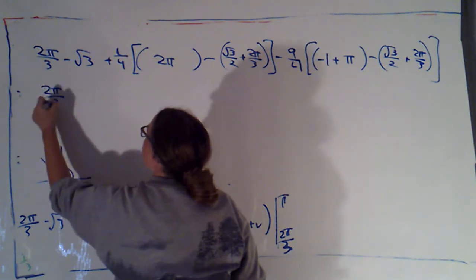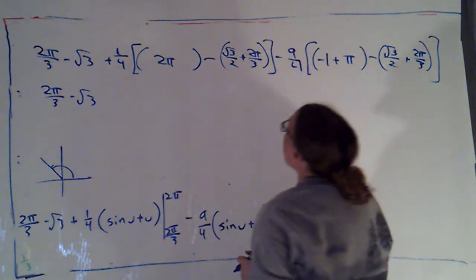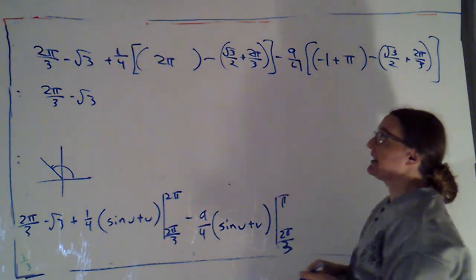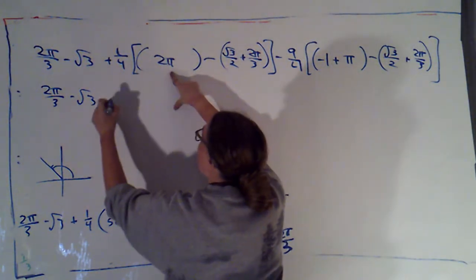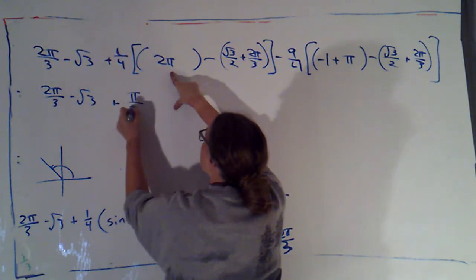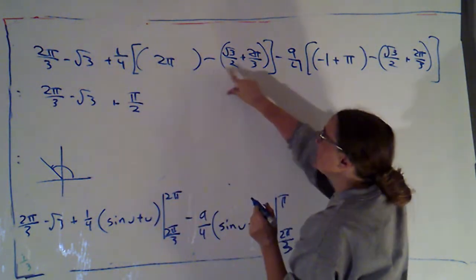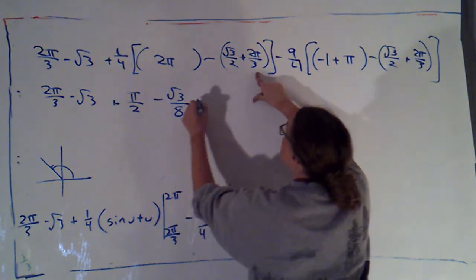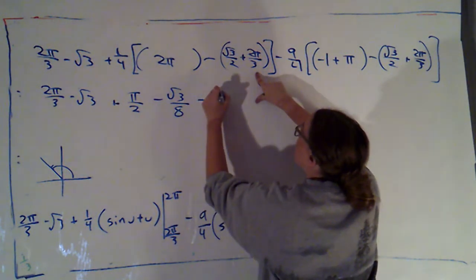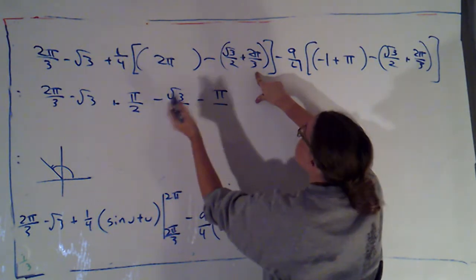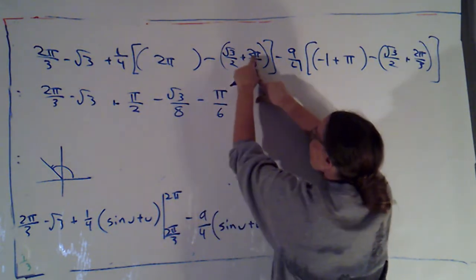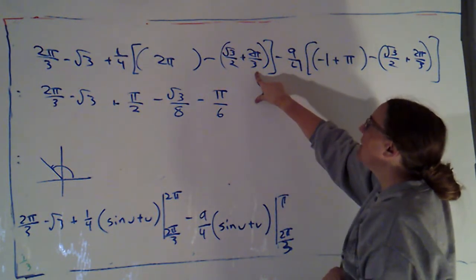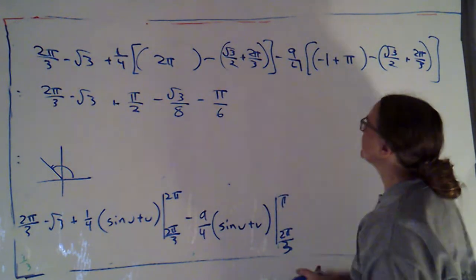So 2 pi over 3 minus root 3. I'm going to distribute the 1/4, and when I get here, I'm going to distribute the negative. So 1/4 to 2 pi is going to become plus pi over 2. And now I'm distributing a negative 1/4. So minus root 3 over 8 minus pi over 6, because I can cancel the 2 with the 4 right there. So I basically get 2 pi over 12, which is pi over 6, minus pi over 6.